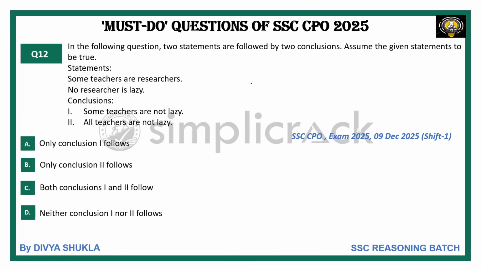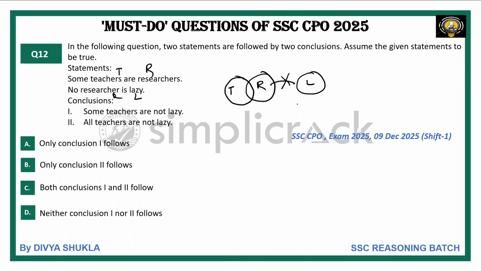So this is a question related to syllogism. Some teachers are researchers. I am representing teachers as T, researchers as R, and lazy as L. Some teachers are researchers, that means there is a partial overlap between teachers and researchers. And no researcher is lazy. This is the correct Venn diagram.